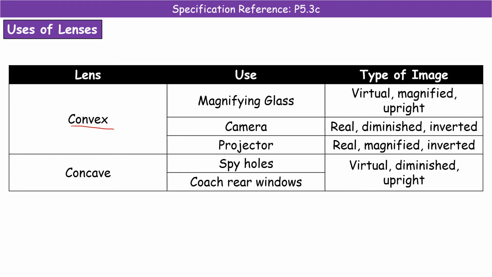So you've just got to learn those. There's no trick to this, it is just sit and learn them, I'm afraid. Concave lenses, 2 examples here, spy holes and the rear windows on coaches. But the good news is the type of image is identical for both. They are virtual, diminished and upright images.